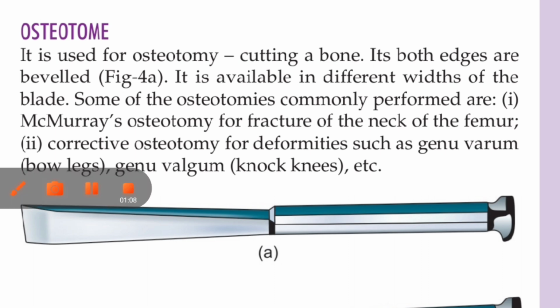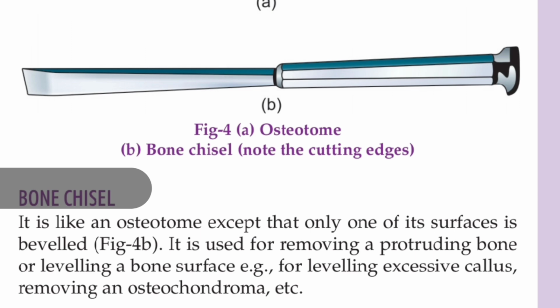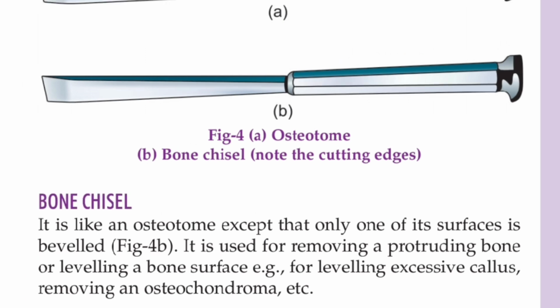One more important thing which is similar to osteotome is bone chisel. Okay, but in bone chisel only one of the edges is beveled. Okay, it means one edge is sharp. It is used for removing the protruding bone and leveling the bone surface. Okay, this is bone chisel, osteotome and bone chisel.